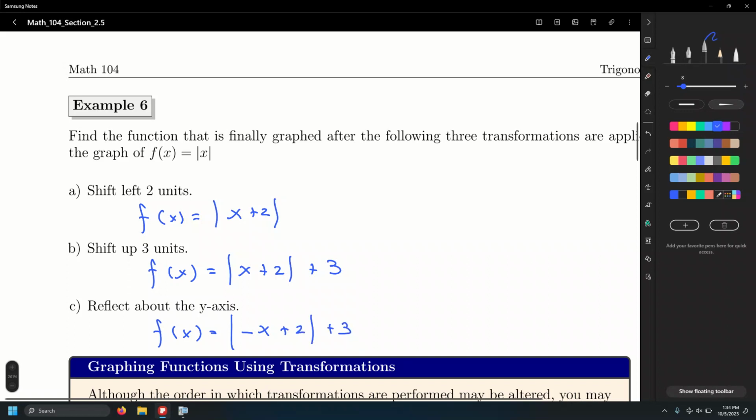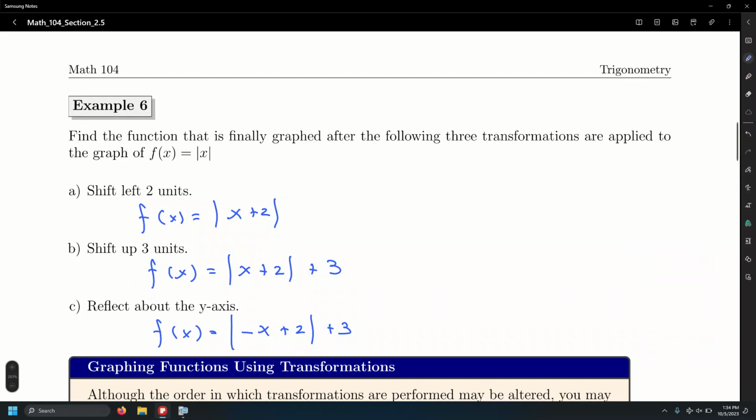So what we're doing here is describing one of the transformations at a time. All right, let's see.